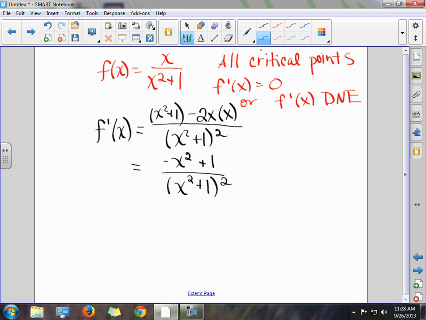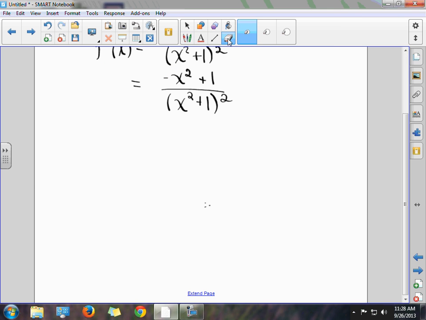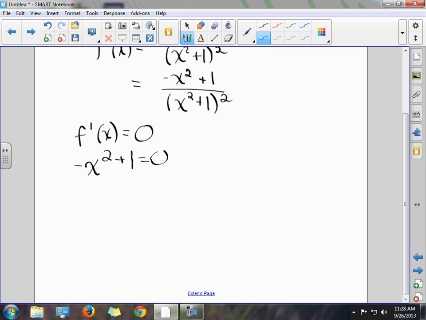So we're interested in places where this doesn't exist and where it's equal to 0. It's kind of fun the way it ends up. It's not going to exist where the denominator is 0, and it's going to be equal to 0 where the numerator is equal to 0. So we have two things. F prime of x equal to 0 is just where negative x squared plus 1 is equal to 0. So this gives me x squared is equal to 1, so x would be plus or minus 1. So we're going to have critical values at positive 1 and negative 1. That's where the derivative is 0.